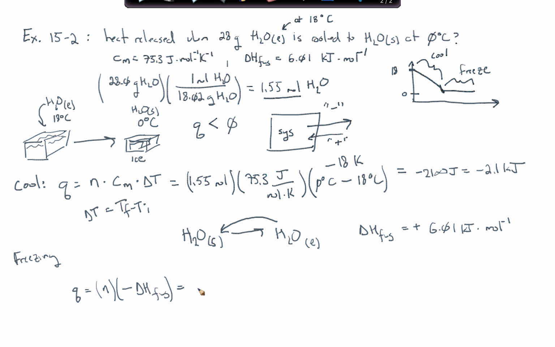Okay, and so we can plug that into our calculator. Again, it's 1.55 moles times minus 6.01 kilojoules per mole, and the per mole and mole will cancel. And when we plug this into our calculator, we get minus 9.3 kilojoules.